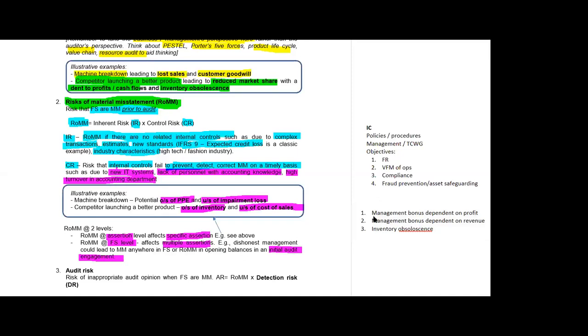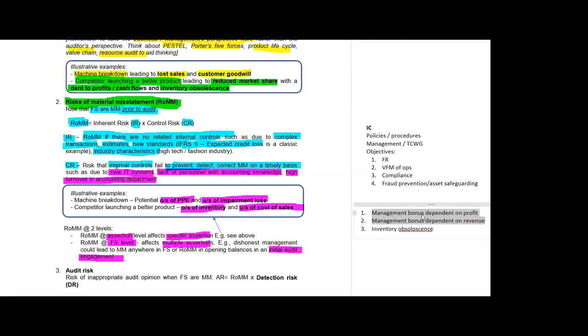The correct answer to this question is 1 and 2, that is management bonus dependent on profit and management bonus dependent on revenue. Both of these are examples of ROMM at FS level. Why? Because multiple assertions are being affected.